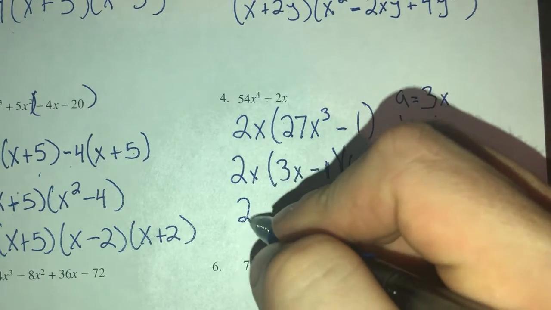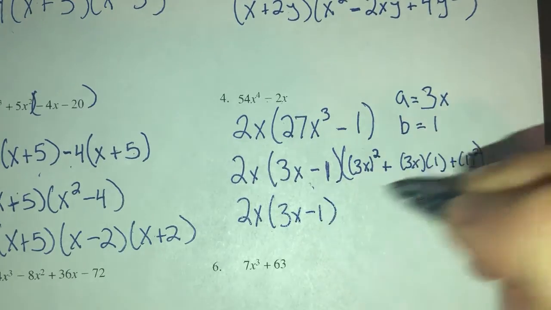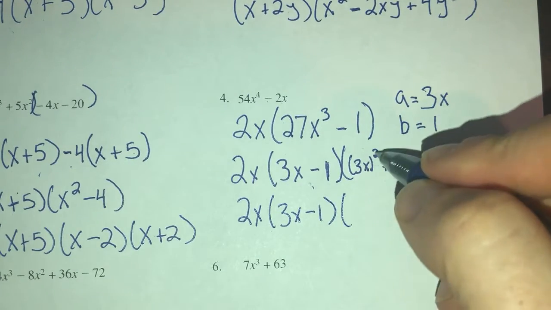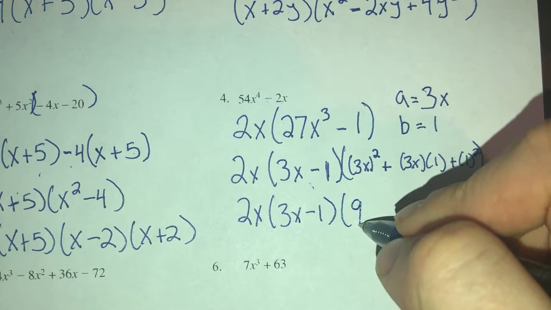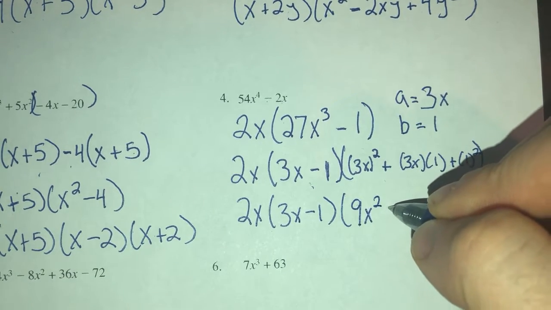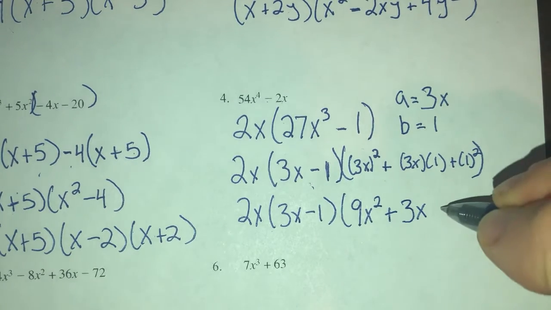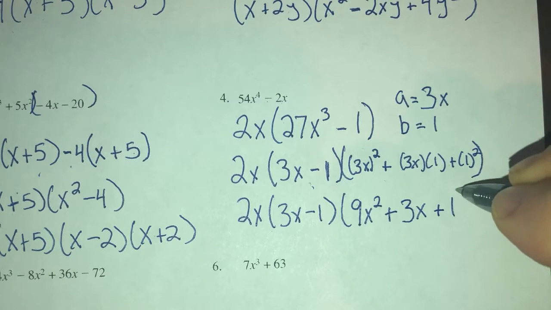So let's simplify this a little bit more. So here's our 3x minus 1. Now we have to do 3x squared. So 3 squared is 9. X squared is x squared. 3x times 1 is just 3x, because anything times 1 is itself. And 1 times 1 is 1.